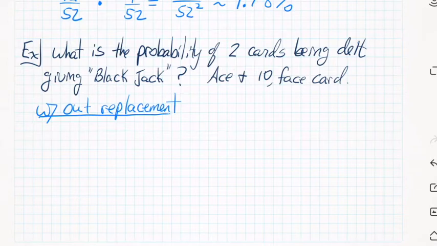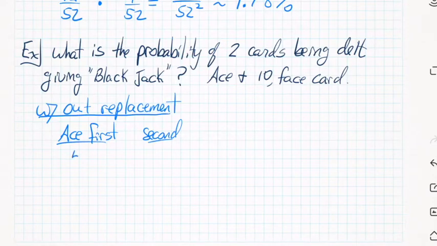So without replacement, if it's ace first and the other card second, and I'm separating them in this way because the other card can be a 10, a jack, a queen, or a king, but one of the cards has to be an ace, so I want to keep it kind of separate. Then if the selection is ace first, there are 4 of them out of 52.